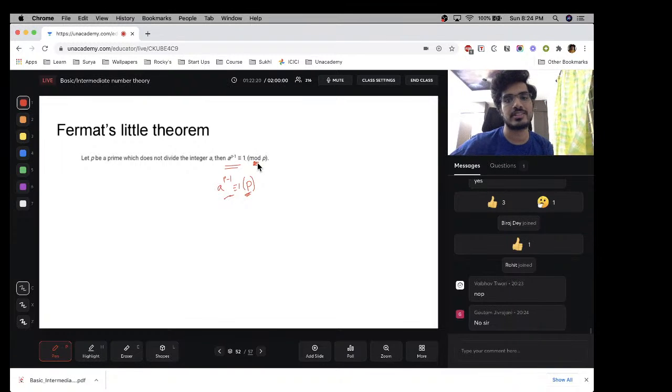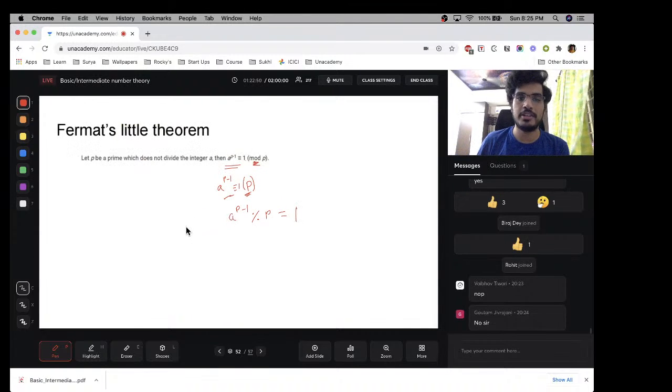Fermat said this when he was alive, but he did not give any proof. But still, let's try to prove this. This means that A to the power P minus 1, if we take modulo P, the remainder will be equal to 1. Fermat said this, I did not say that. Let's try to prove it. Okay, the proof of this would be simple.